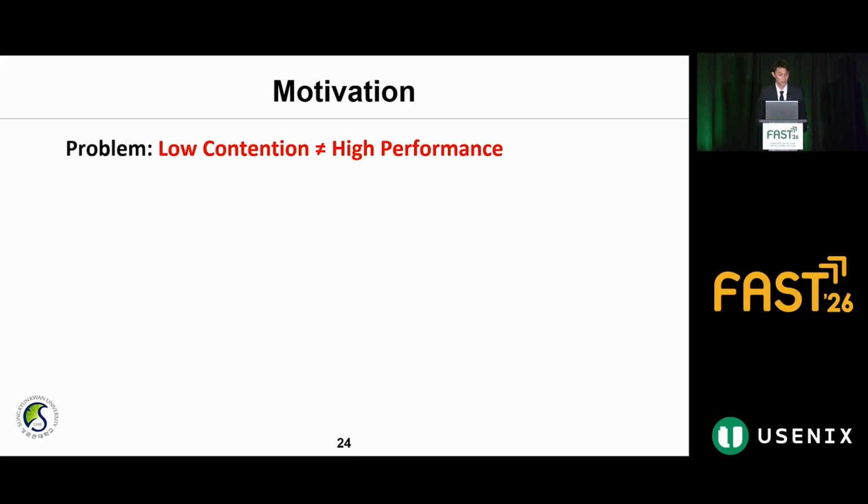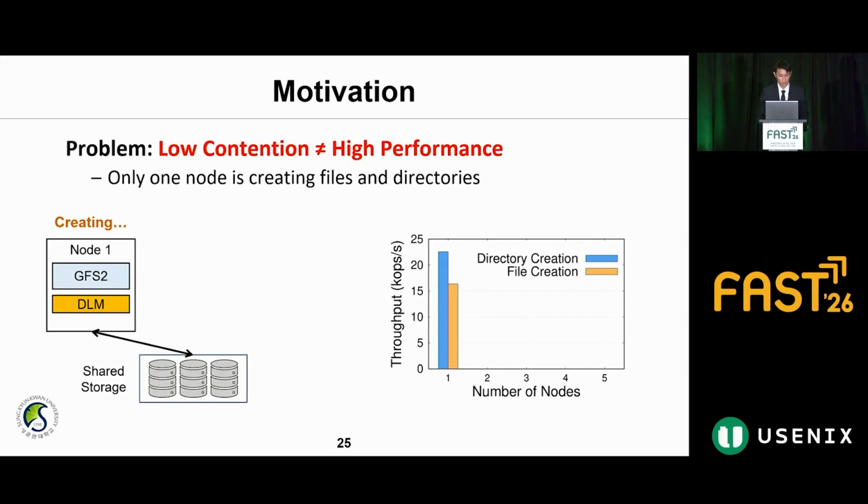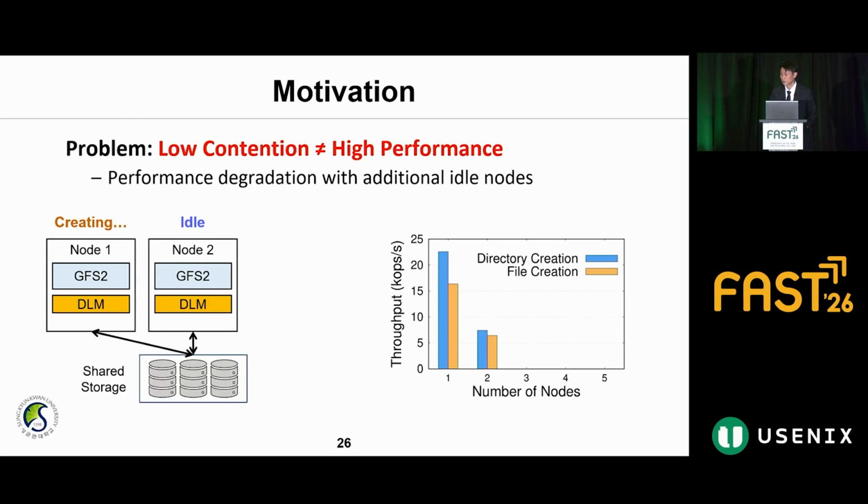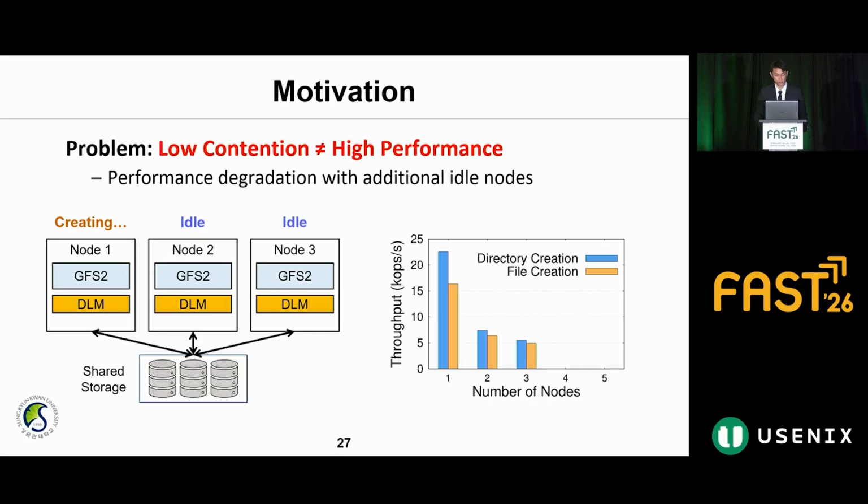What does it mean? Let's see this example. Node 1 is creating files and directories. If there is just one node, then it shows high performance, as the right graph shows. But if we add idle nodes to the cluster, while node 1 is still creating files and node 2 is idle, which means a low contention scenario, there is a performance degradation, as the right graph says. And with more idle nodes, there is more performance degradation.